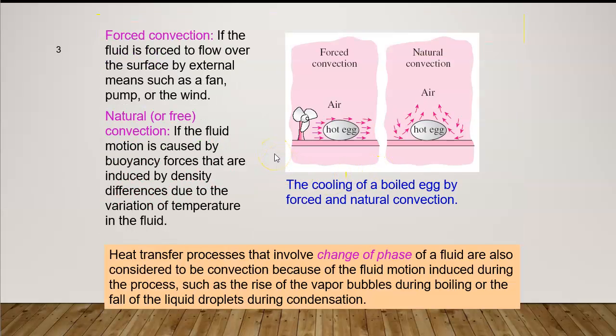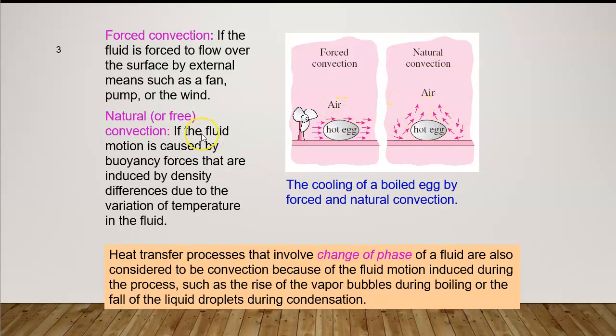Convection can be divided into two types. The first one is forced convection. We have a fan over here, or the flow could be driven by a fan, pump, or wind. So the hot egg is being cooled by forced convection, where a fan or wind blows on the egg. The heat of the egg is removed faster compared to natural convection.